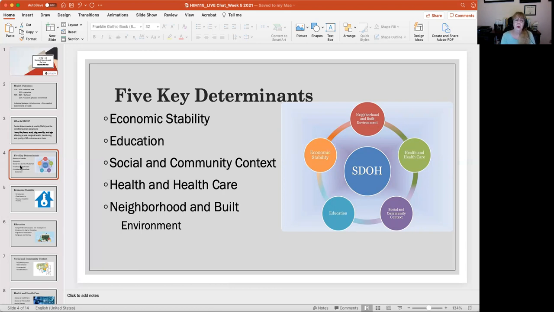And then neighborhood and built environment. And this has to do with something that you can get involved in, which are the materials of the houses and the apartments in which we live. And more green space, more trees are better for the air. And we're going to talk a lot more about all of these things right now.